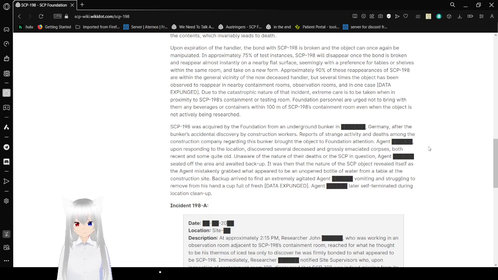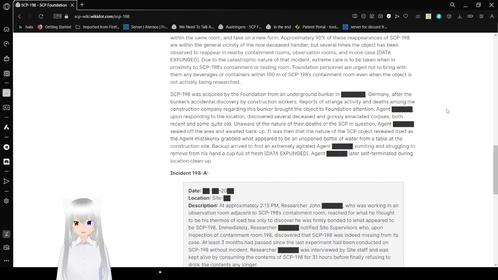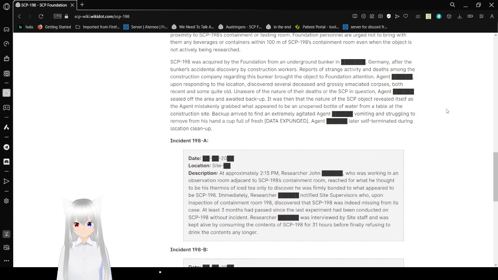the object has been observed to reappear in nearby containment rooms, observation rooms, and in one case, [redacted]. Due to the catastrophic nature of that incident, extreme care is to be taken when in proximity to SCP-198's containment or testing room. Foundation personnel are urged not to bring with them any beverages or containers within 100 meters of SCP-198's containment room, even when the object is not actively being researched.